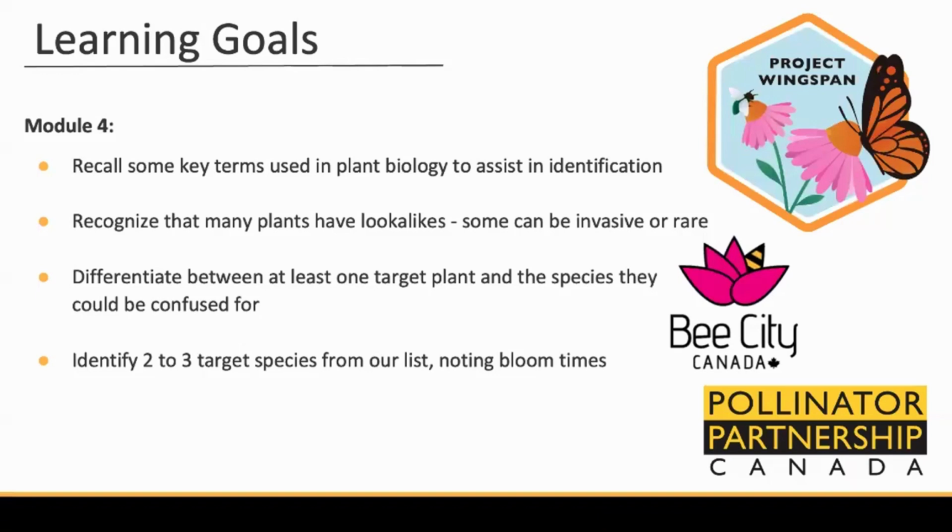In this module, our learning goals will be to recall some key terms used in plant biology to assist in identification, to recognize that many plants have lookalikes, and some can be invasive or rare, to differentiate between at least one target plant and the species they could be confused for, as well as the goal of having you identify 2 to 3 target species from our list, noting the bloom times so that they can assist you in knowing when seeds are going to be available.